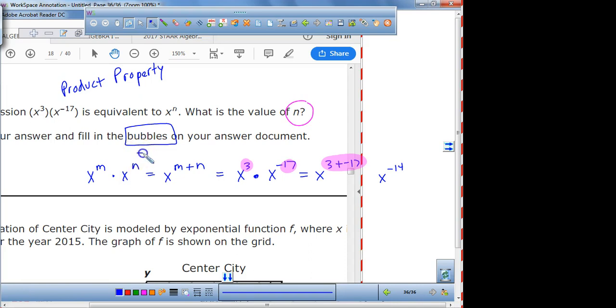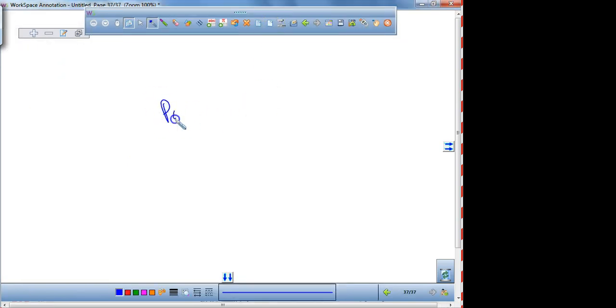So what would you bubble in on your answer choice? You would bubble in a negative and a 14. That's what your answer would be. Negative 14. That's called the product property. You're allowed to add those together if they're being multiplied. Don't be confused with the power property. So this is the last thing I'm going to talk about. There's so many things to talk about.